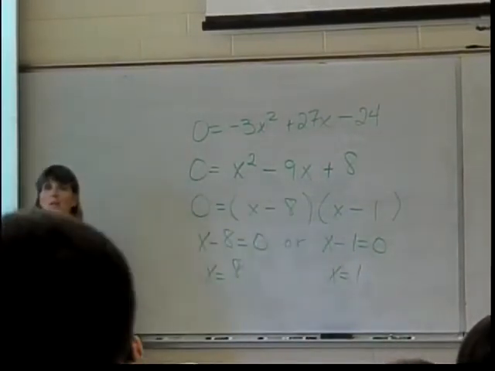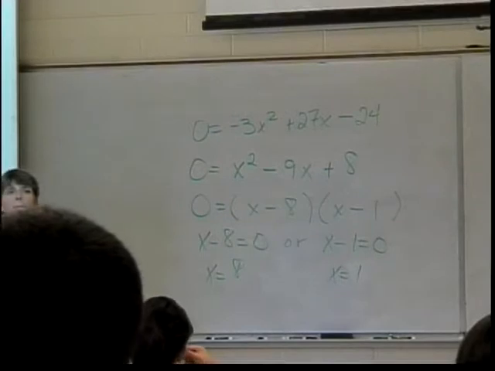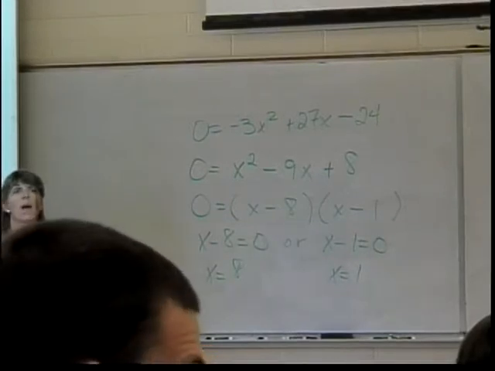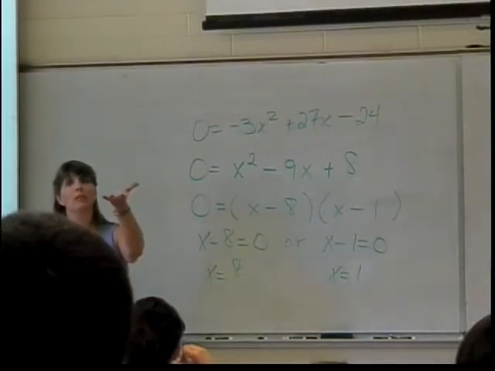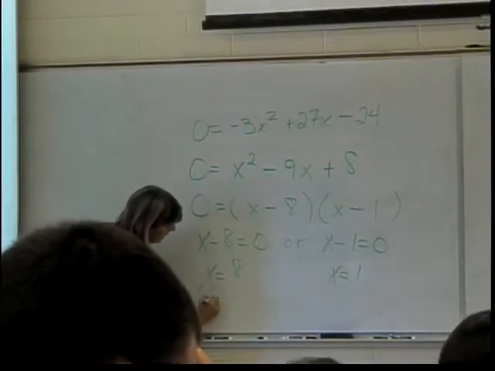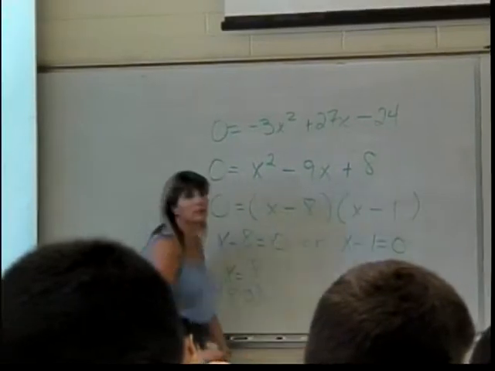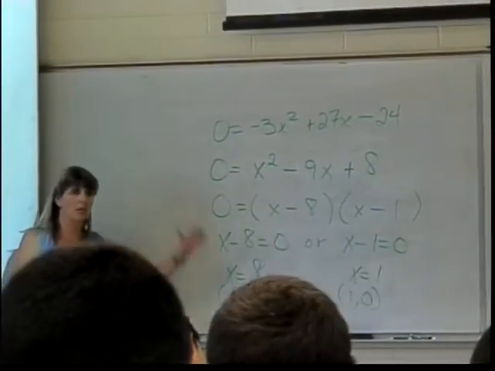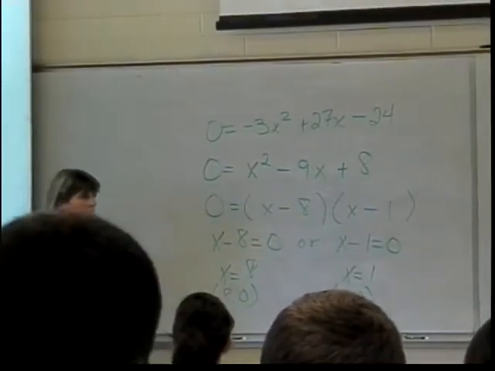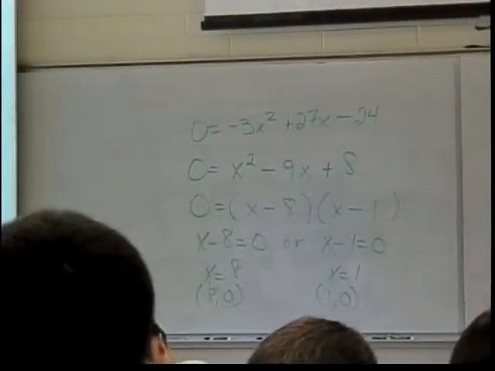Am I done? Why not? You gotta find the y-intercept. Nope. You should make it a coordinate. I need to make it a point. It has to be an ordered pair because x-intercepts are points. So this gives me 8, 0, and this gives me 1, 0. So now I'm done finding the x-intercepts.